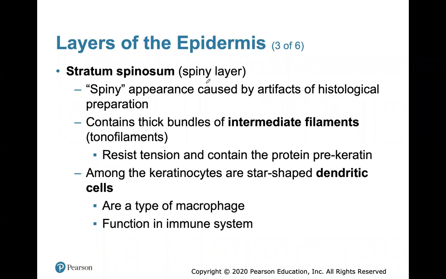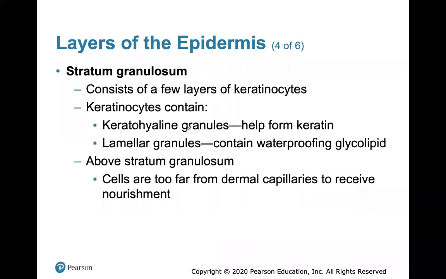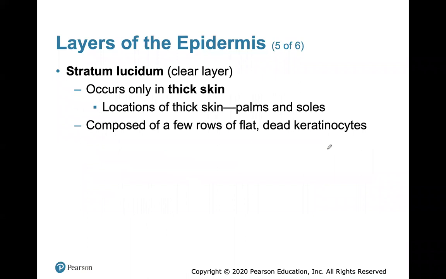The stratum spinosum, sometimes called the spiny layer because it has a spiny appearance. It contains thick bundles of intermediate filaments. It resists tension and contains the protein pre-keratin. And this is where we see your dendritic cells, which are a type of macrophage, which are important in the immune system. The stratum granulosum has few layers of keratinocytes. The keratinocytes contain granules that will form keratin, that protective protein, and also lamellar granules, which contain a waterproofing glycolipid. And above the stratum granulosum, the cells are too far from dermal capillaries to receive any nourishment.